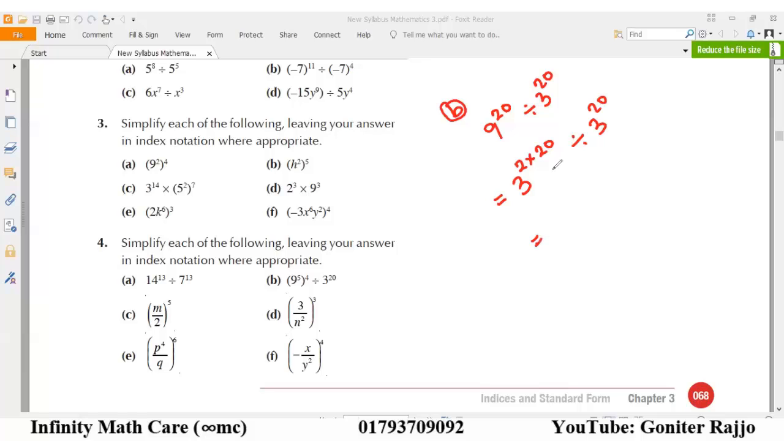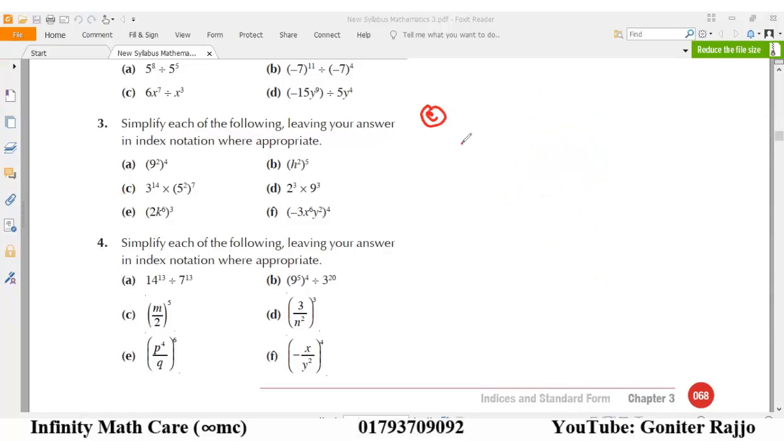So look, both bases are the same, and between these there is a division sign. So we can easily subtract the power. 2 multiplied by 20, that will be 40. And if we subtract 20 from 40, we will finally get 3 to the power 20. Okay, that will be our final answer.